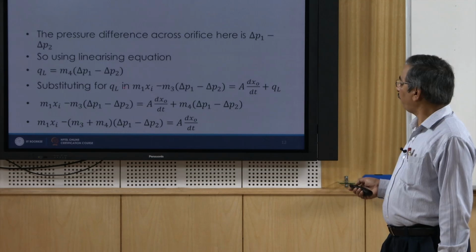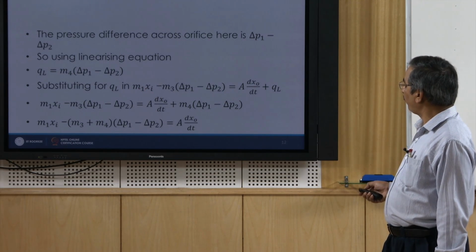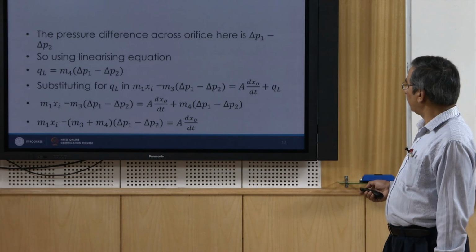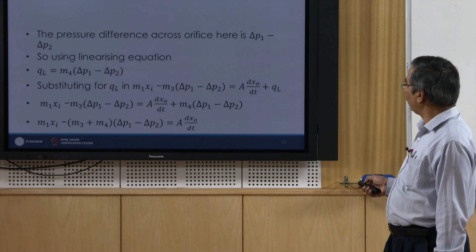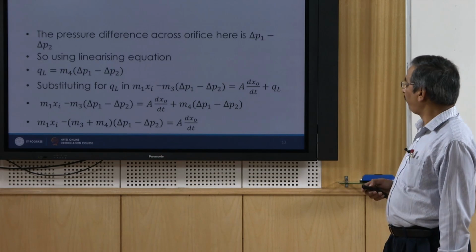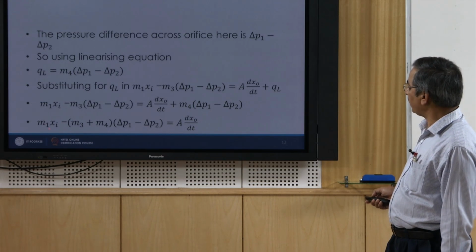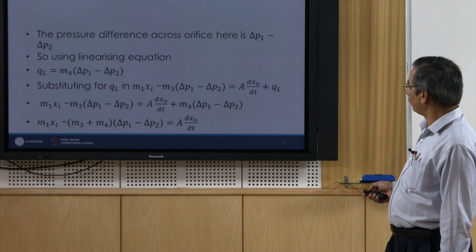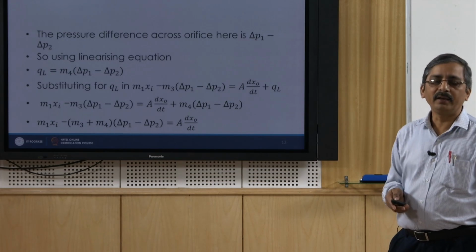Substituting for QL in this equation, we have M1 Xi minus M3 (delta P1 minus delta P2) is equal to A dx0 by dt plus M4 (delta P1 minus delta P2). Then we simplify this equation: M1 Xi minus (M3 plus M4), brought together, times (delta P1 minus delta P2), is equal to A dx0 by dt.